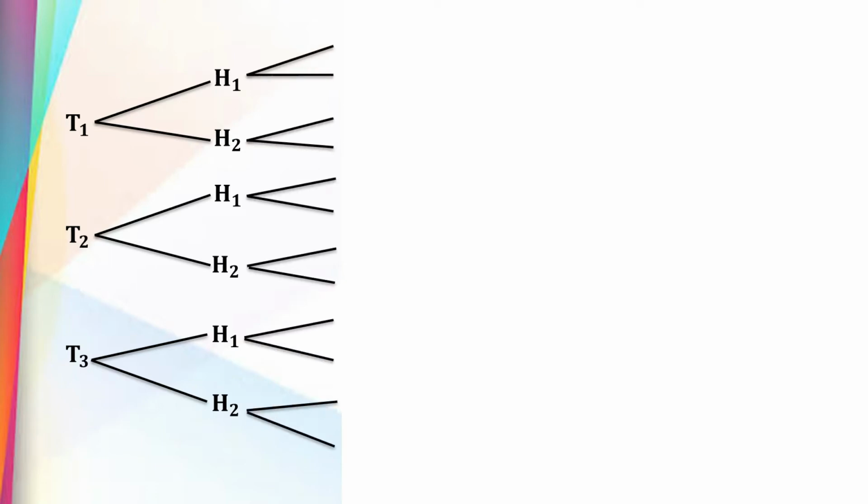So we have T sub 1, T sub 2, and T sub 3. On the second part, each shirt can be partnered with H sub 1 and H sub 2. On the third part, each can be further partnered with S sub 1 and S sub 2. Following the diagram, we can now list down the possible outfits.